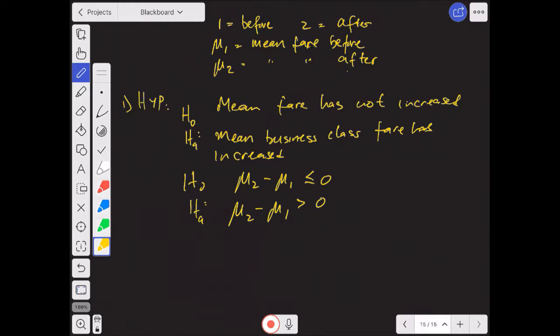Now, because we want to deal with this as matched pairs, we will define mu d, the mean of the differences, to be mu2 minus mu1. I should have done it up here. So I would replace the hypotheses with H0: mu d is less than or equal to 0, HA: mu d greater than or equal to 0. That's how I'll do it. Excellent. So that's our first part.